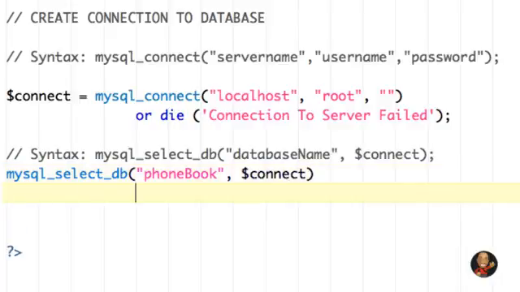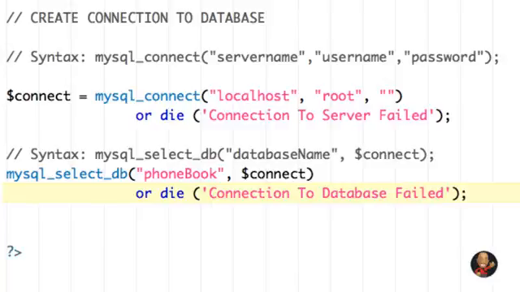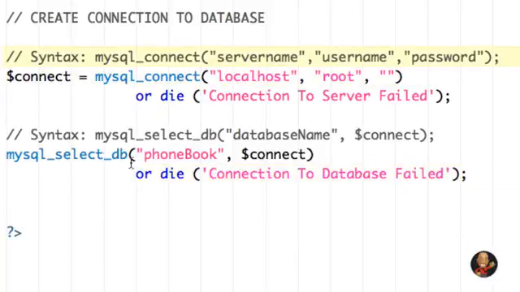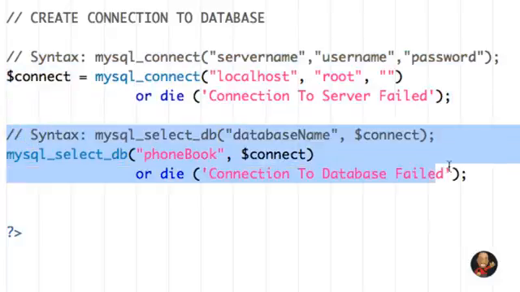And as we did above, we can use that "or die" if there's a problem connecting to this database. Maybe we typed the name incorrectly. So I'm just going to say "connection to database failed." So if we go back over this again, now you see the method for connecting to a particular database. First, we connected to the server here, and then we finally connected to a specific database here.